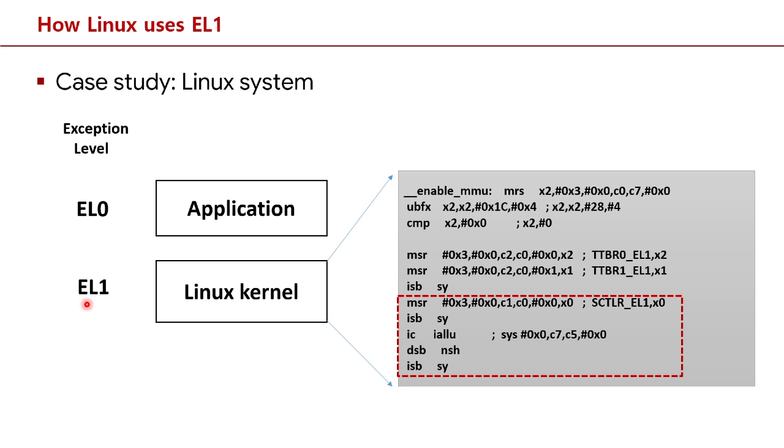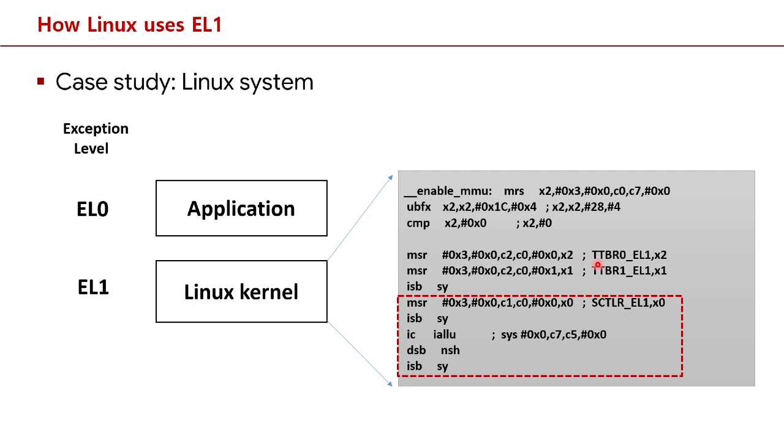Let's look at another example of an assembly instruction that can be executed at exception level 1. Here, this assembly block is part of the start code, and it initializes the fundamental configuration in the Linux kernel. As you can see, when you run this assembly instruction, the system control register suffixed with EL1 can be written with the value of the X register.